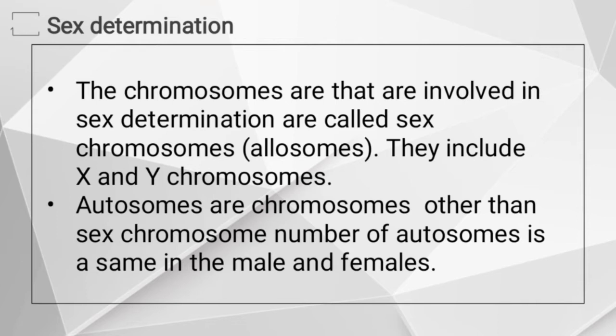Next, sex chromosomes or allosomes. They are involved in sex determination, therefore they are called sex chromosomes. They mainly include the X chromosome and Y chromosome.